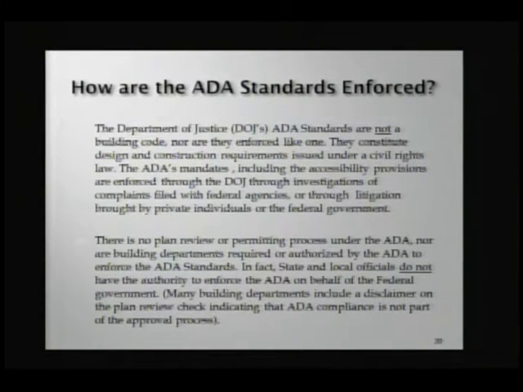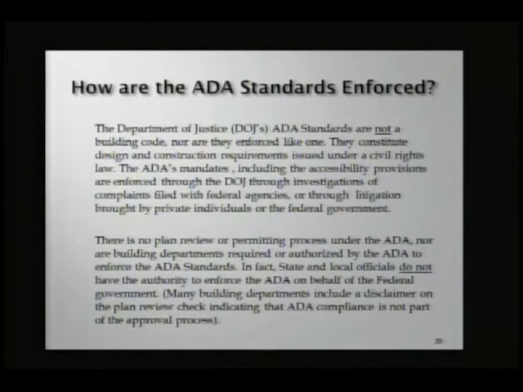Quite honestly, many, many building departments throughout the nation have a disclaimer on their plan review checklist, on their plan review process, clearly indicating ADA compliance is not part of the approval process. So where does the approval process, how do we know that we're going to be ADA compliant? As jurisdictions, we look at every plan that comes in. We look at the 2010 ADA standards. We look at the building code and see the ADA is being met. The final authority of that, however, is the Department of Justice.